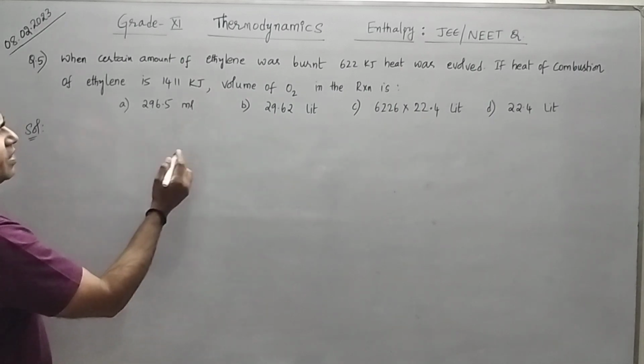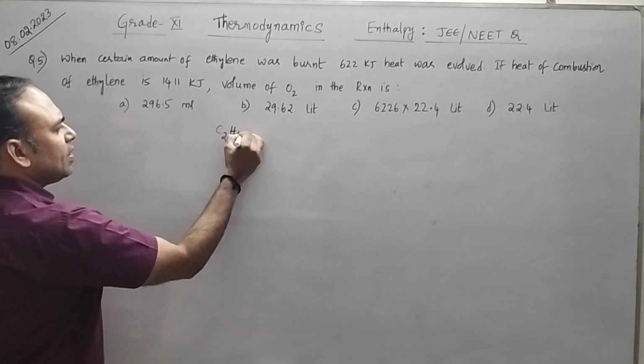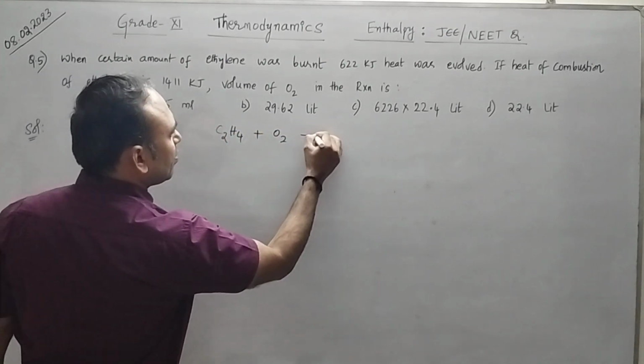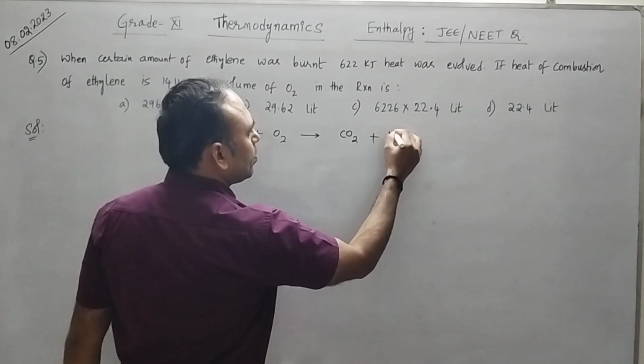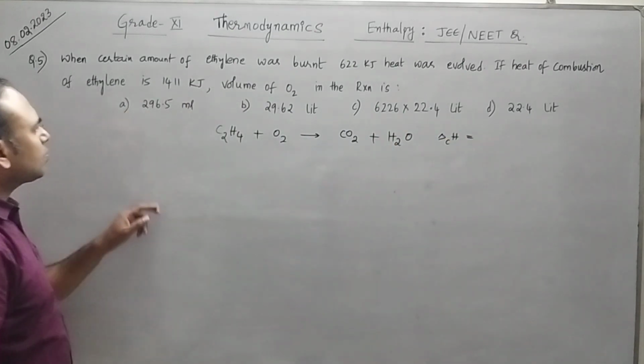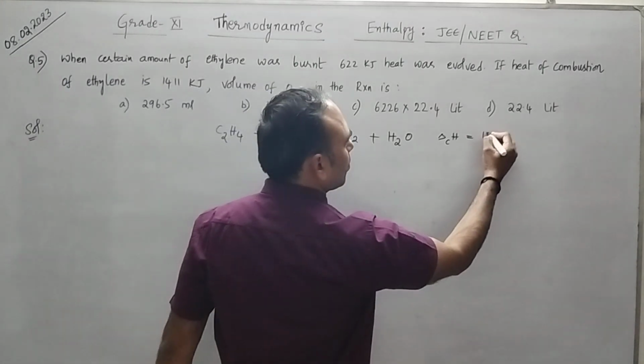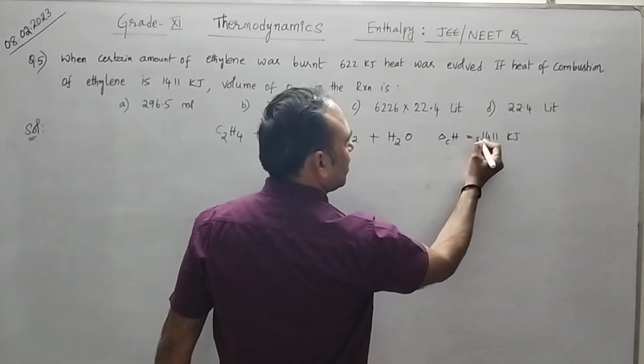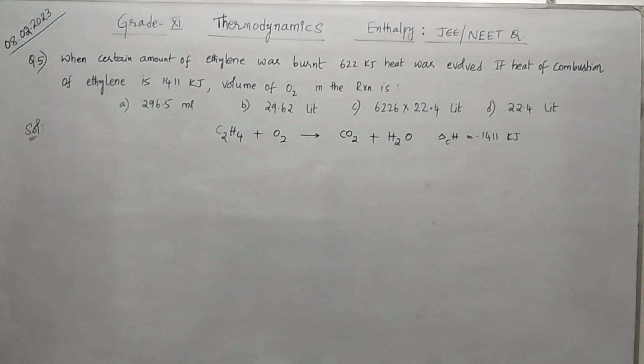Heat of combustion of ethylene, C2H4 plus O2 gives CO2 plus H2O. So combustion 1411 they give. Definitely it is minus because it is released. Fine. Now how do we balance this equation?